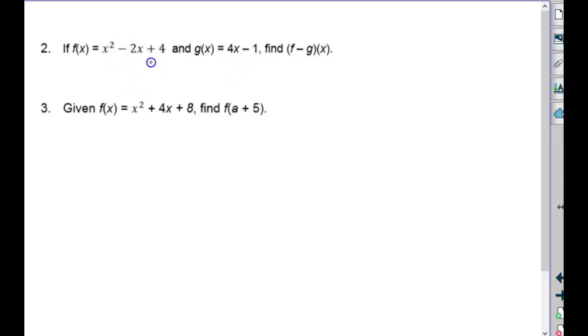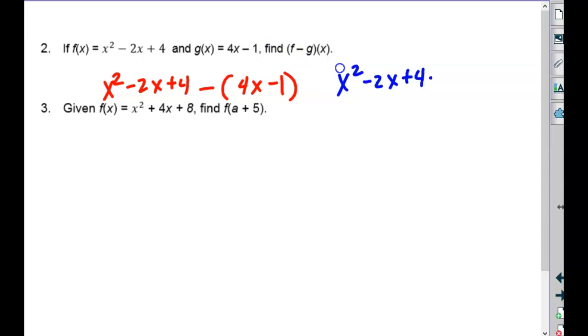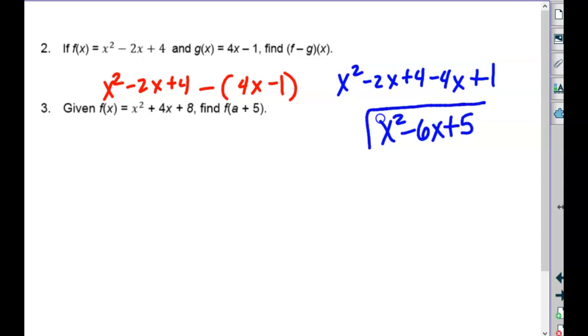If f of x is a parabola and g of x is a line, find f minus g. Oh, what is everybody going to forget to do? Yes, you have to subtract g, and that means you have to distribute the negative. So we have x squared minus 2x plus 4 minus 4x and a plus 1, or x squared minus 6x plus 5. How did I do? Okay, don't factor. It doesn't say to factor. It just said find f minus g.